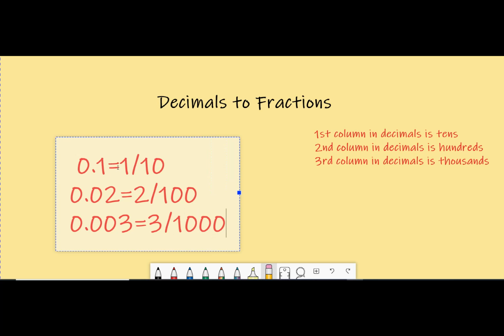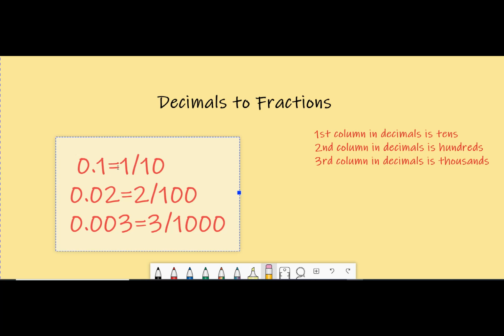So 0.1 is 1 divided by 10. 0.2 is 2 divided by 10. 0.03 is 3 divided by 1,000. 0.02 is 2 divided by 100. And 0.1 is 1 divided by 10. Try and keep everything simple when you come to fractions and decimals.